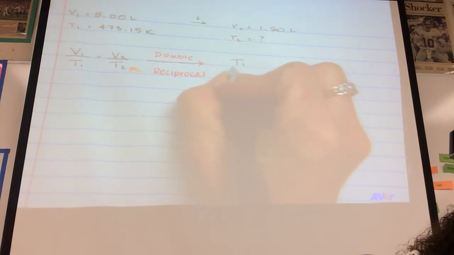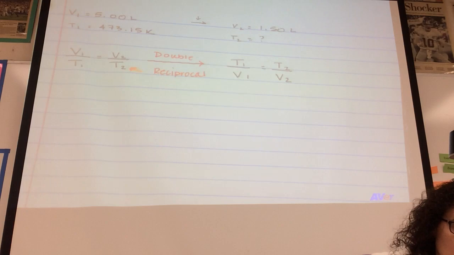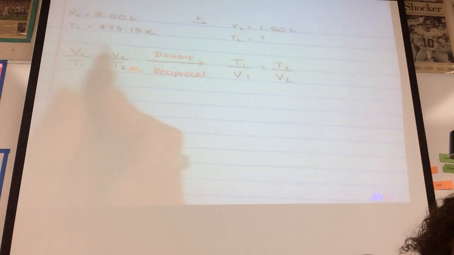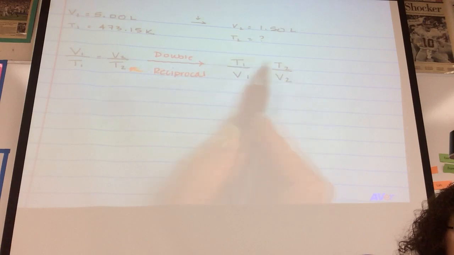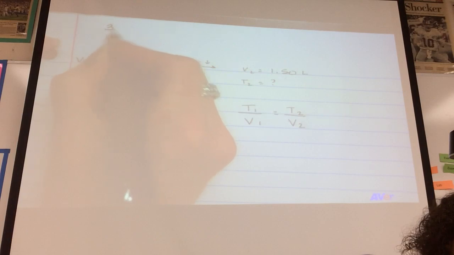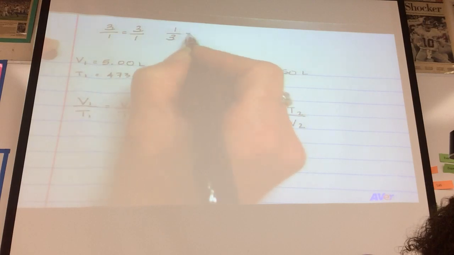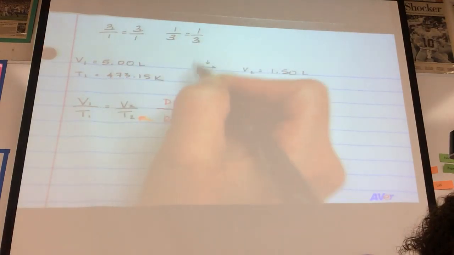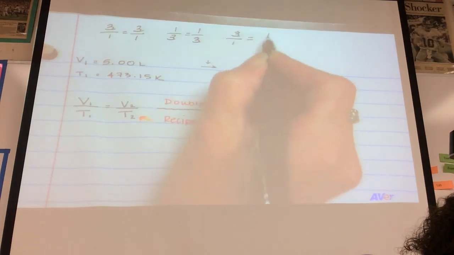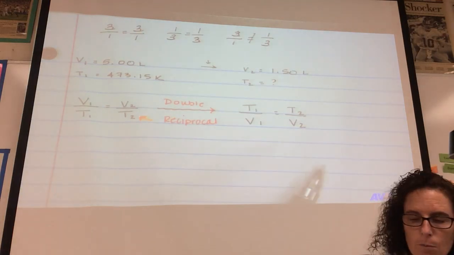And essentially what that means is flip both fractions over. You cannot only flip one. And so when I write my formula, I don't even write this. I immediately write this. This is perfectly legitimate because 3 over 1 is equal to 3 over 1. Is 1/3 equal to 1/3? Sure it is. Are these equal? No. And that's why you can't just flip one side. You have to flip both.